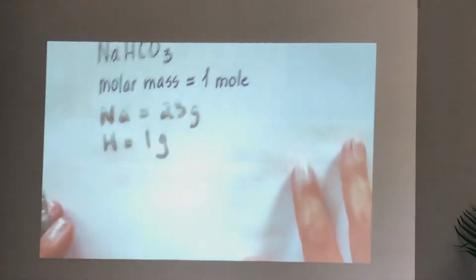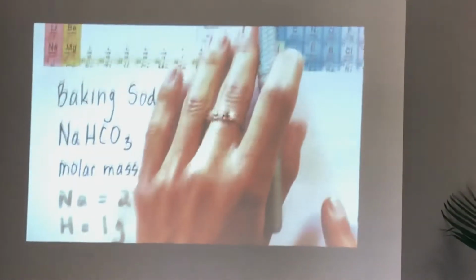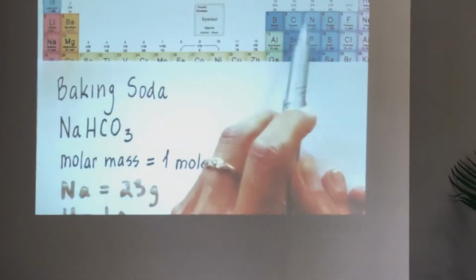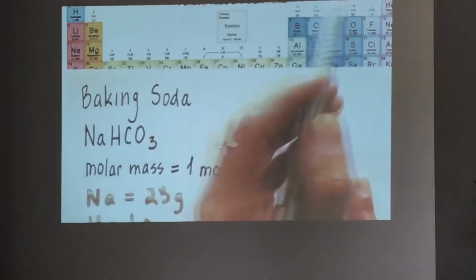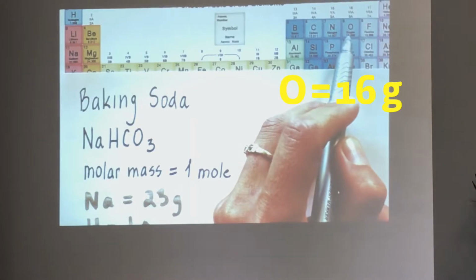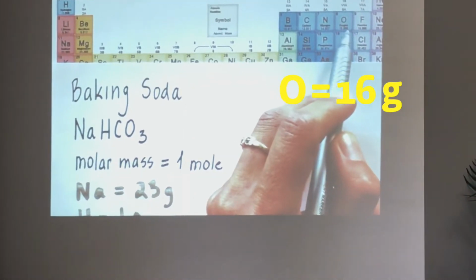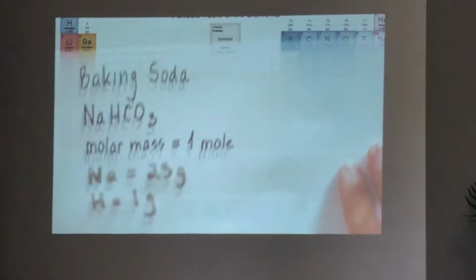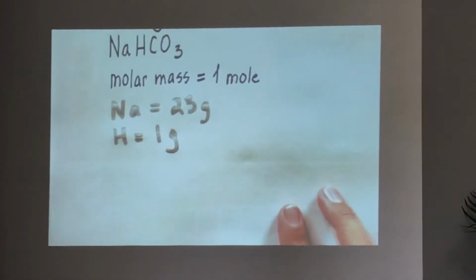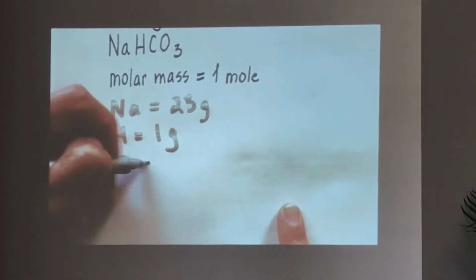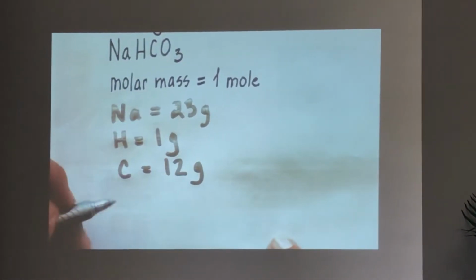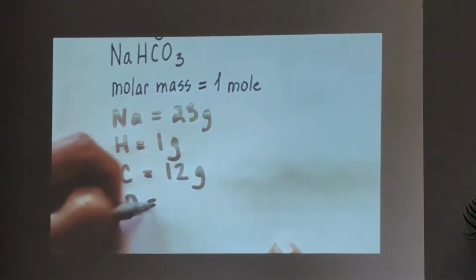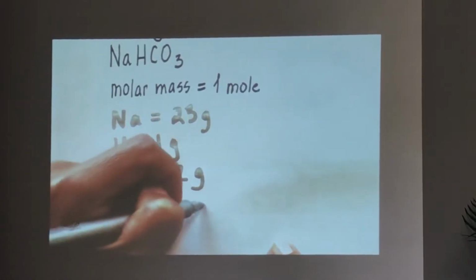My next element in the formula is, where's my next element? Over here is carbon. Carbon, I'm going to round it to 12 grams. And after carbon, I have oxygen. And oxygen over here, 15.999, which is 16. So I'm going to put carbon 12 grams and oxygen equals 16 grams.